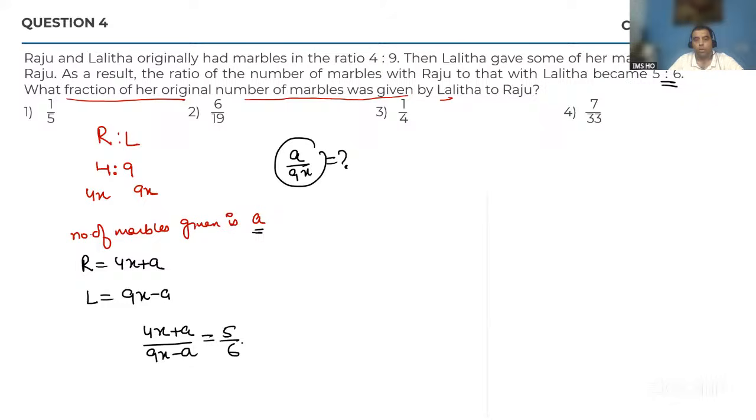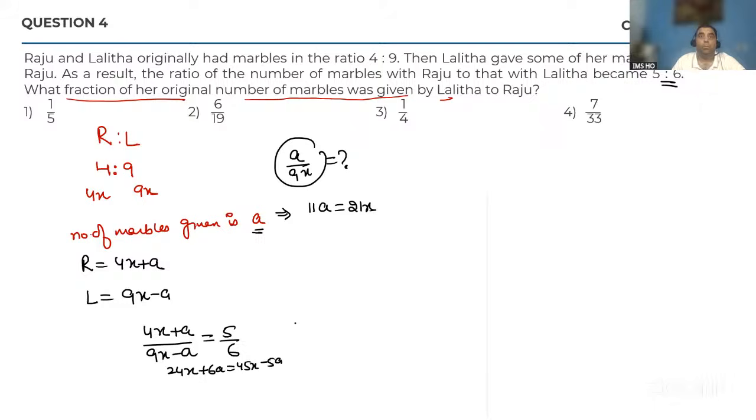And the moment you cross multiply, you end up getting 24x plus 6A is equal to 45x minus 5A. If I take x to one side and A to the other side, I end up getting 11A is equal to 21x. Taking 5A to the left-hand side makes it 11A, and 24x to the right makes it 21x.